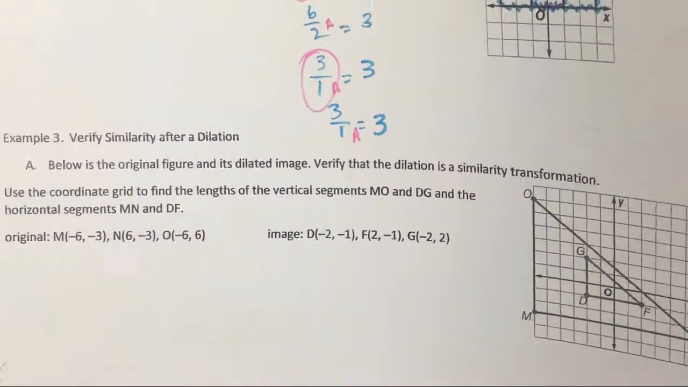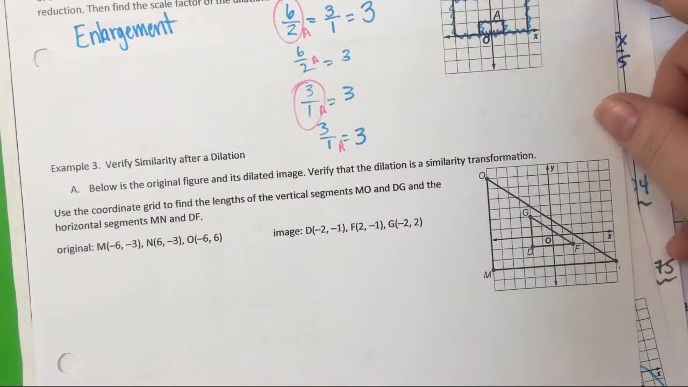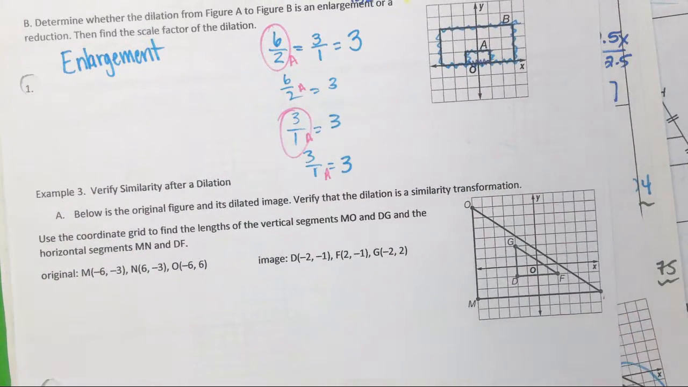So in A and B, we were assuming that everyone was already similar. We just had to prove it. In the third example, we don't even know for sure they're similar. So we're still going to take the same steps.